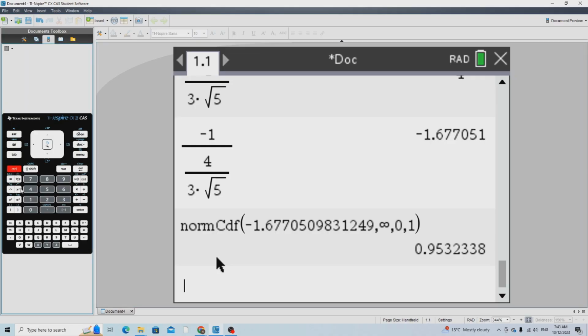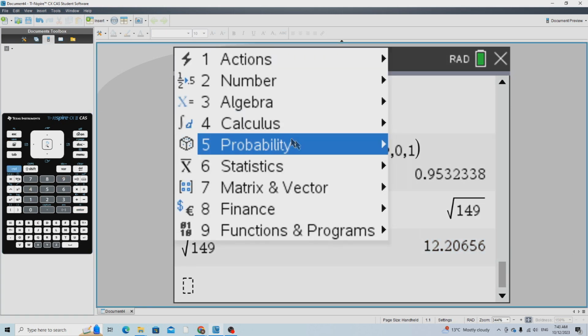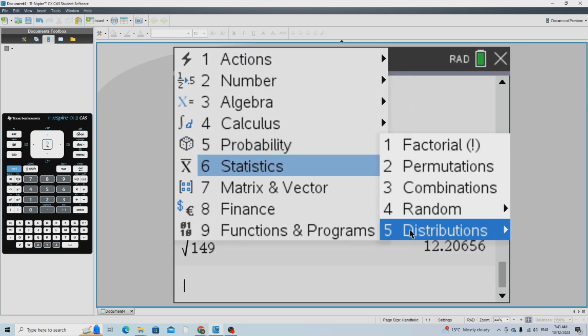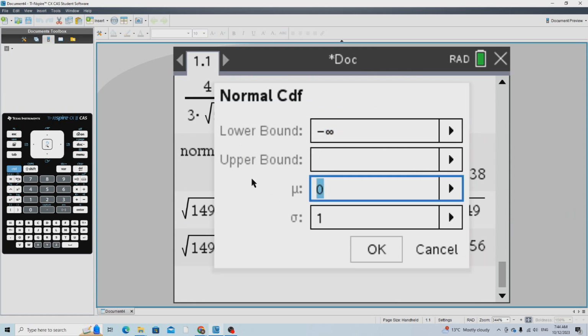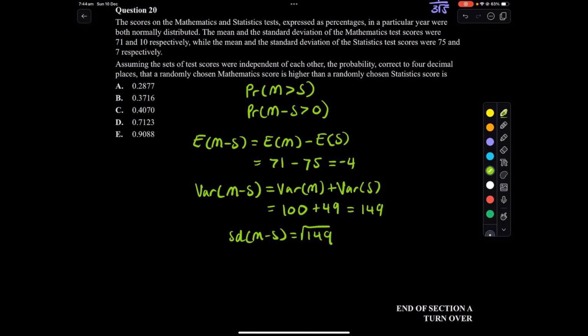So the square root of 149 is this. I'm going to copy that, and go to menu, probability distributions, norm CDF. What I want is for it to be greater than 0, where this is your standard deviation, and your mean, for our case, is -4. Enter. Does not work. Let's try it again. Why doesn't it always work the first time? So remember, this is -4, that's 0, and that's to infinity. And we get 0.3715, which is B as the answer for that one.